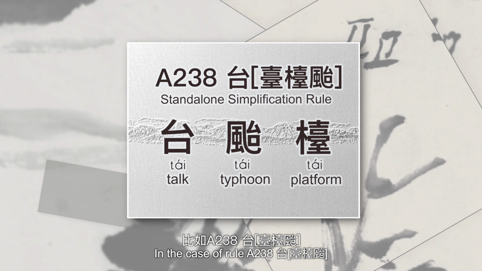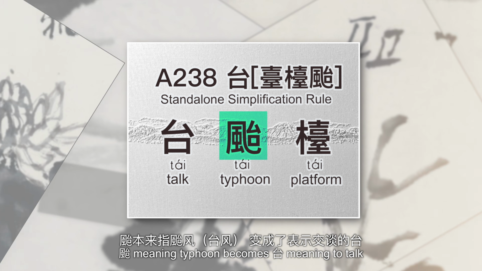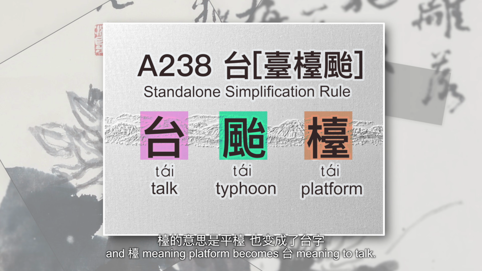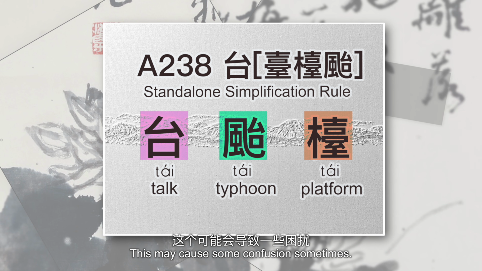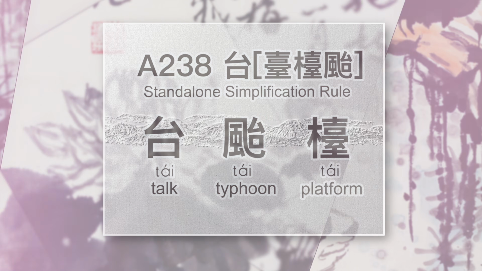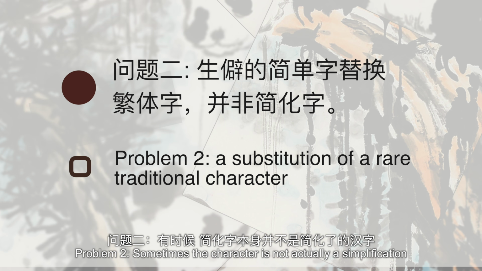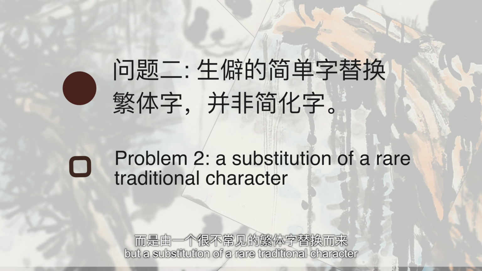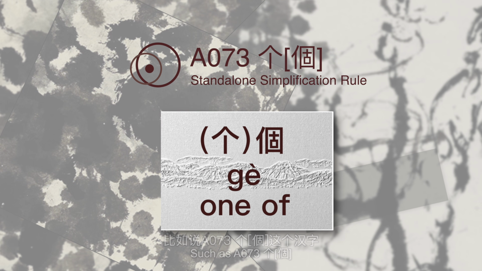In the case of Rule A238, Tai, meaning typhoon, becomes Tai, meaning to talk, and Tai, meaning platform, becomes Tai, meaning to talk. This may cause some confusion sometimes. Problem 2. Sometimes the character is not actually simplified, but a substitution of a rare traditional character is inserted, such as A073, Ge.